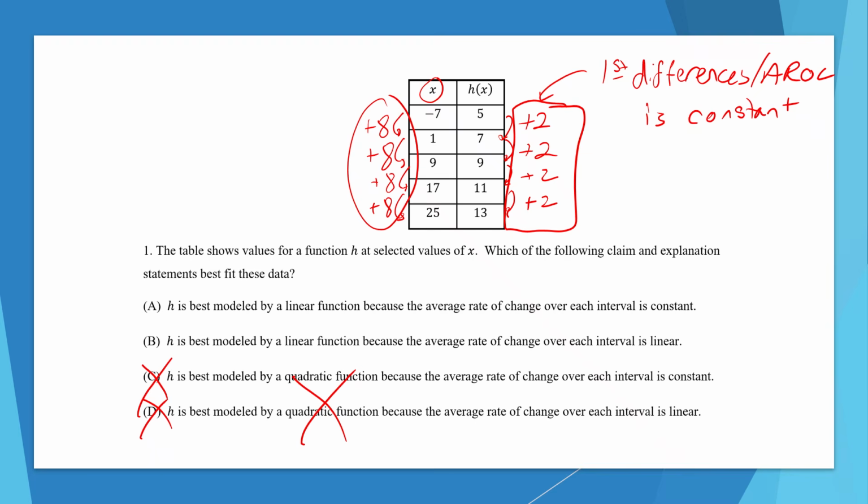Knowing that, to determine between A and B, what explanation is true? This is linear because the average rates of change, or the first difference, is constant, making A the correct answer. Now, in the case where it was quadratic and the second differences are constant, when you go one step deeper, then it would be D if it was quadratic because the average rates of change is linear. But this equation is linear, so the average rates of change is constant there. So don't get confused. It will never be B or C in this case because of the fact that the explanations just match the wrong function type.